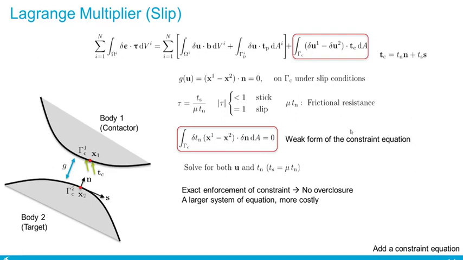And of course, in this case, your Ts is no longer an unknown because it's directly related to Tn. So you eventually are solving u and Tn only. So the tangent stiffness matrix is not symmetric.